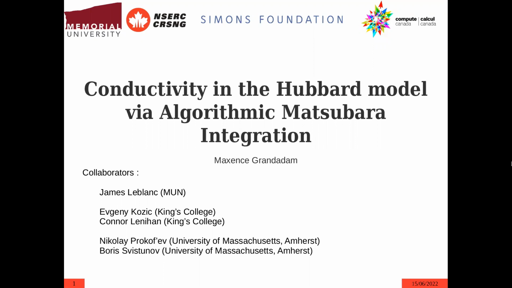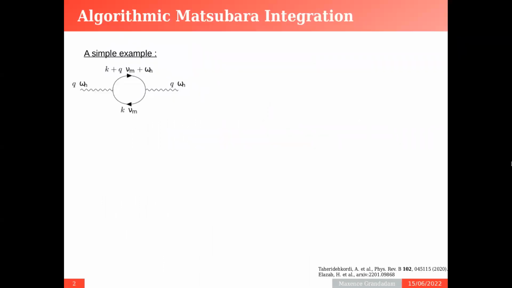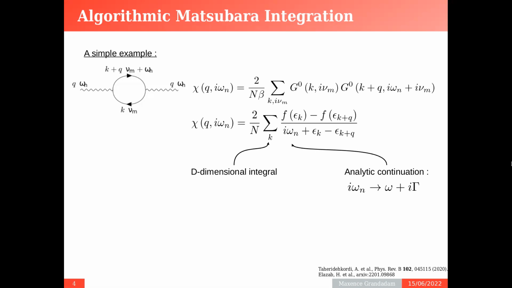I'll start by introducing algorithmic Matsubara integration in a very simple way, starting with a very simple calculation, for example of this diagram, just a particle-hole bubble. Following the usual Feynman rules, I can give an expression to this diagram. As I think everyone here knows, we can get rid of the Matsubara sum using the simple residue theorem if we have three fermions. We have this expression, which is just a Lindhard function, where we are left with a d-dimensional integral. So the result will depend on the dimensionality of the problem. And we have our external frequency that we can continue to the real axis by using the usual analytic continuation.